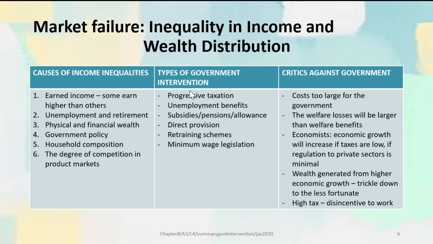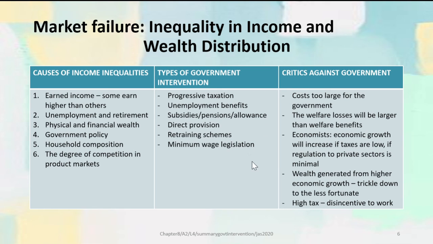Okay, types of government intervention. So we have seen this before. Let me just go quickly. Progressive taxation, we have seen this before. Unemployment benefits given to groups of people, subsidies, pensions, allowances are also given out. There's direct provision, there's retraining schemes for those who are unemployed, and then there's minimum wage legislation.